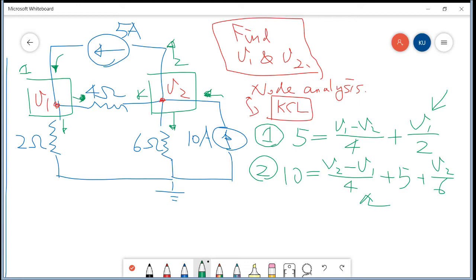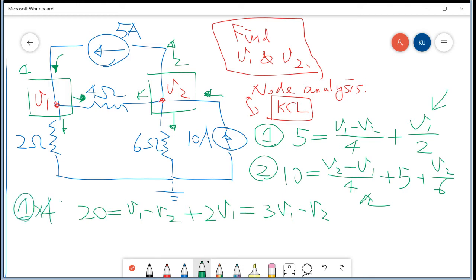So for the first equation, we multiply both sides by 4. So we have 20 equals V1 minus V2 plus 2V1. So it will become 3V1 minus V2. So this is 1 multiplied by 4.